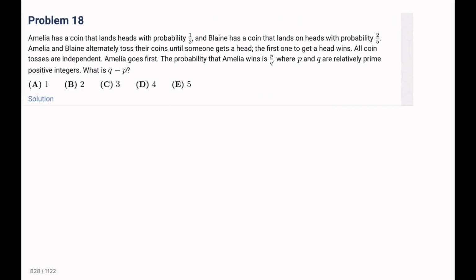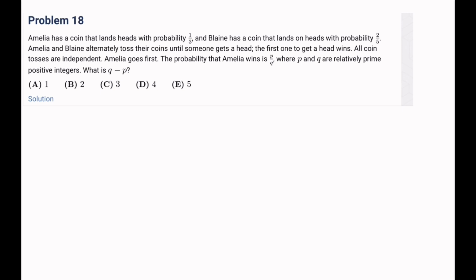Number 18. Amelia has a coin that lands heads with probability 1 over 3, and Blaine has a coin that lands on heads with probability 2 over 5. Amelia and Blaine alternately toss their coins until someone gets a head. The first one to get a head wins. All coin tosses are independent. Amelia goes first. The probability that Amelia wins is P over Q, where P and Q are relatively prime positive integers. What is Q minus P?